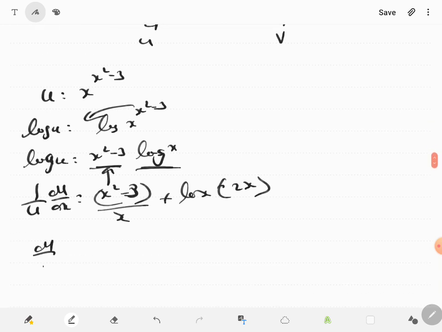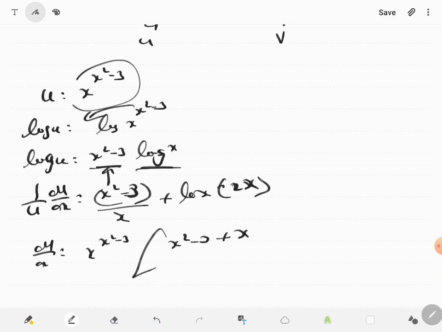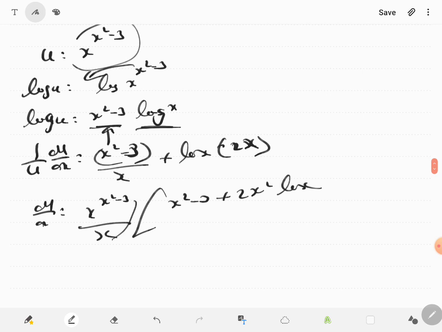And du by dx therefore is u into, what is u? The question, which is x to the power x square minus 3, into, if you take this LCM, you get x square minus 3 plus x. And this 2x can be written first, no? Because log x is separate. So you can write a 2x square into log x, because having taken LCM, that x can be brought down here. And this can be taken as an exponent and will become x to the power x square minus 3 minus 1, which will become minus 4. And this x square minus 3 plus 2x square into log x will still exist.